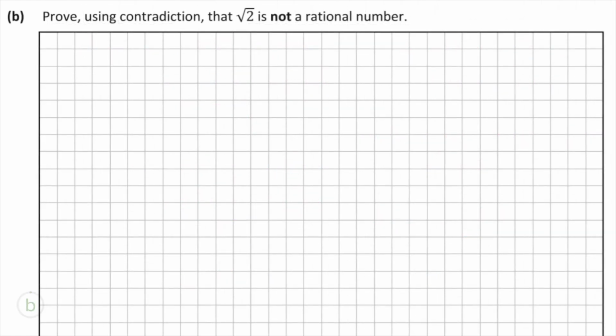So lastly, for part B, we're asked to prove using contradiction that root 2 is not a rational number. So this is one of the proofs that's going to come up in paper 1, and you should definitely be hoping for this because it's quite an easy proof and quite intuitive as well.